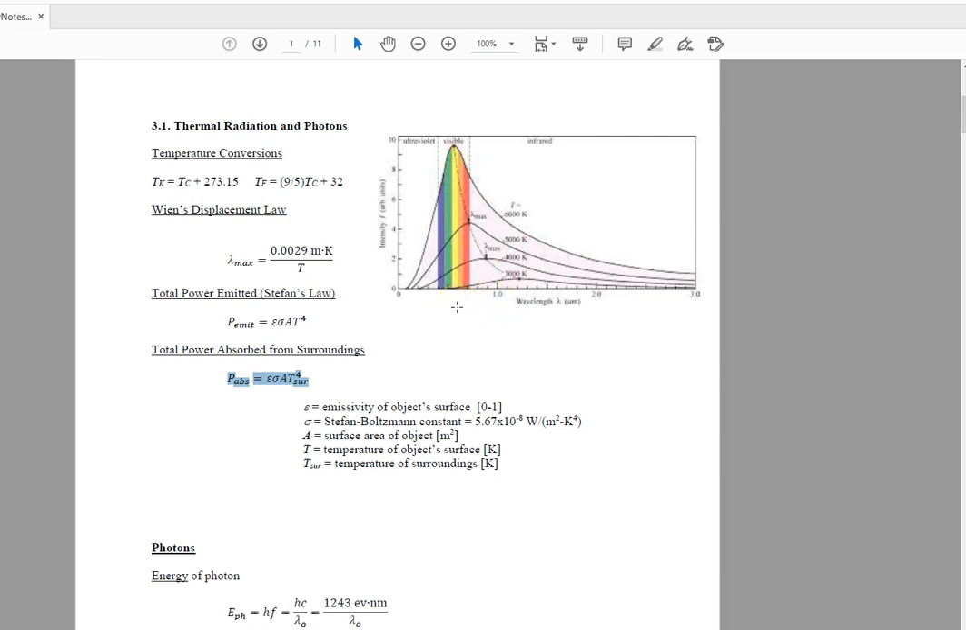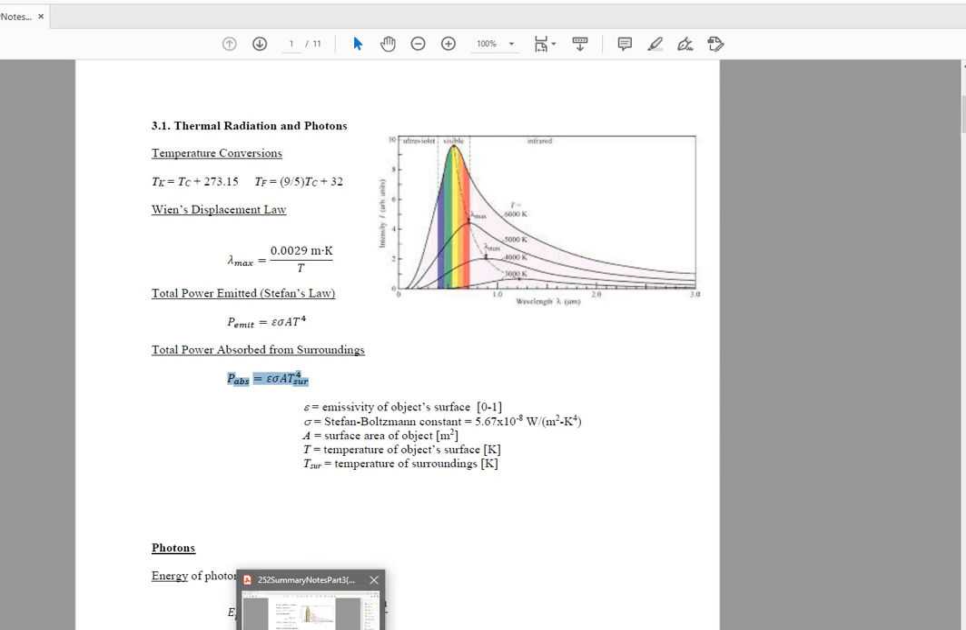So again, that doesn't have anything to do with the thermal radiation. Well, I shouldn't say that. It's not the thermal radiation that's being emitted by the object. This is the thermal radiation from the surroundings that's being absorbed by the object. Okay? Now, a little bit of thermodynamics.